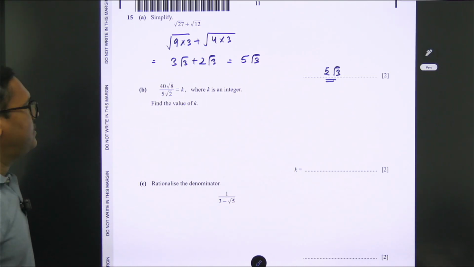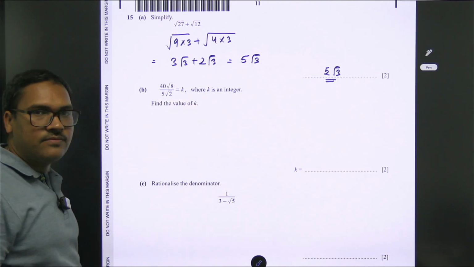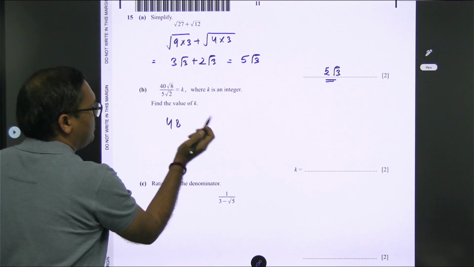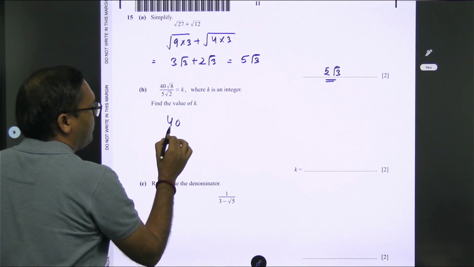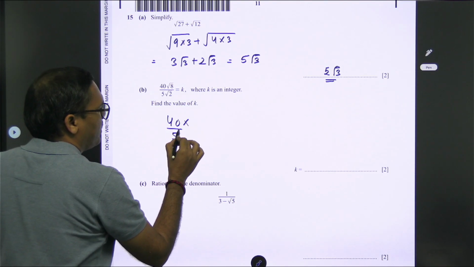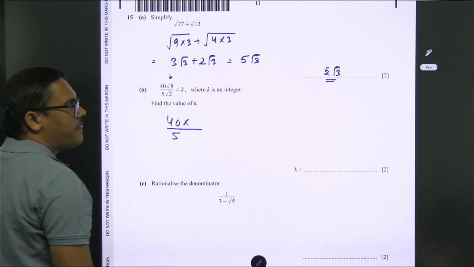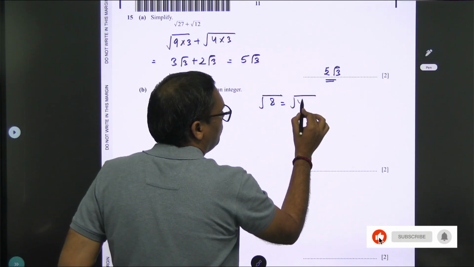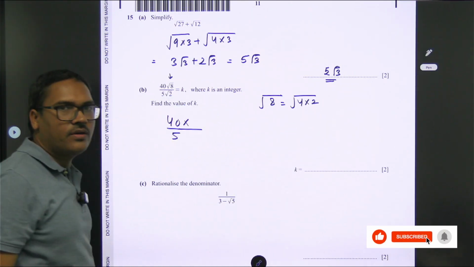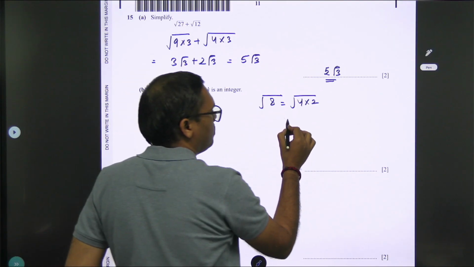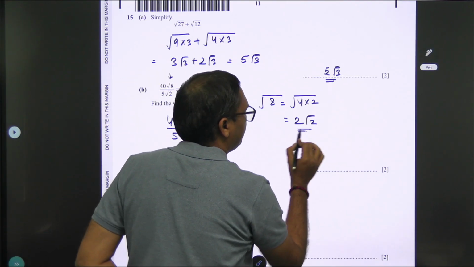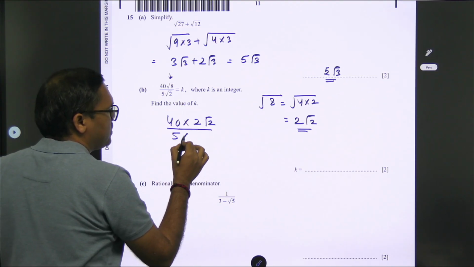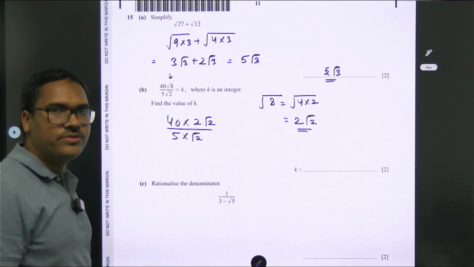Now the next one is you have to simplify this where k is an integer. So you have to simplify this to an integer. So you can see here this is 40 upon 5 multiplied. Okay. So let's first simplify this root 8. Now can I say root 8 is written as root 4 into 2? Now what is root 4? This is 2. So this is 2 root 2. So this is into 2 root 2. And what is this? This is 5 root 2. I hope this is clear.